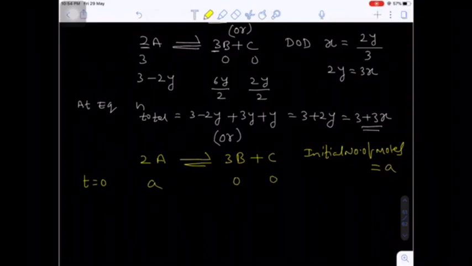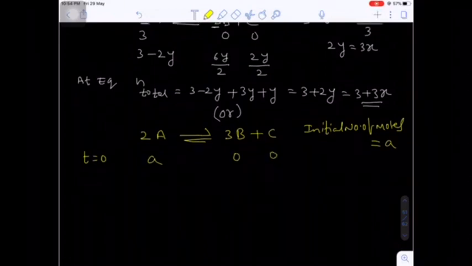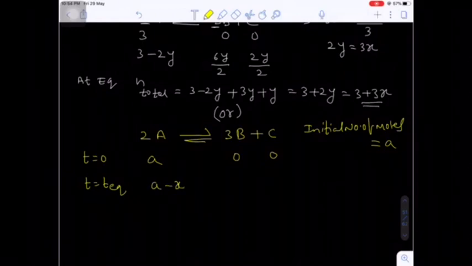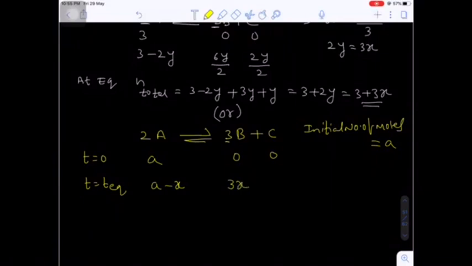So number of moles of product will be initially what? 0. Now when the system attains equilibrium, let's suppose x moles of A decomposes. Remember, this x is not the DOD. In the above question, x is the DOD, but here x is not the DOD. X moles dissociated, otherwise y moles or z moles dissociated. Now how many moles of product will be formed? What is the stoichiometry of B? 3. So write 3x here. What is the stoichiometry of C? 1. So write 1 into x.